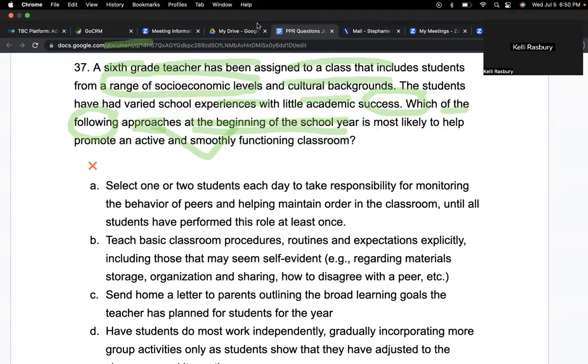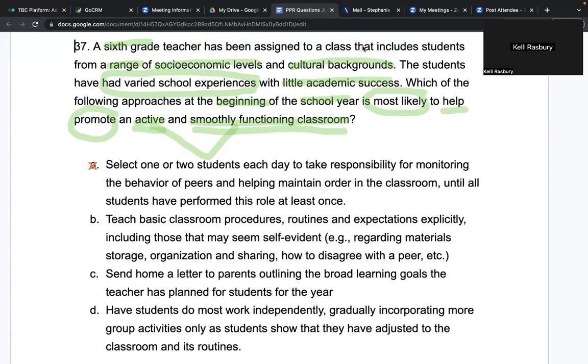I wouldn't choose A because you select one or two students each day, but then you get that kid that never wants to speak or take any sort of initiative. And then you get those class pets that want to just stand up there and do it all. And they may be the one that everybody does not like.